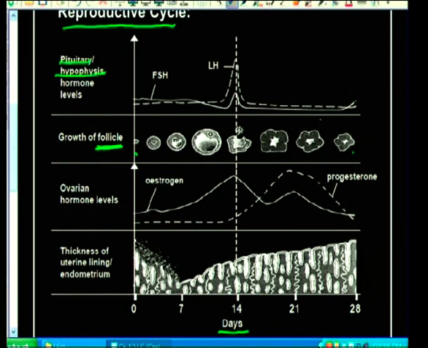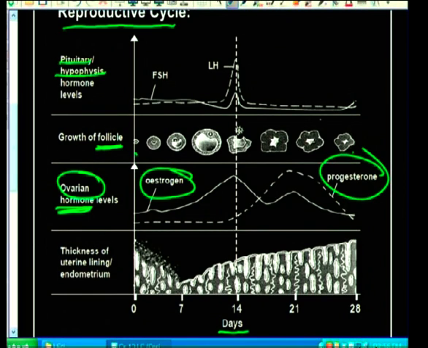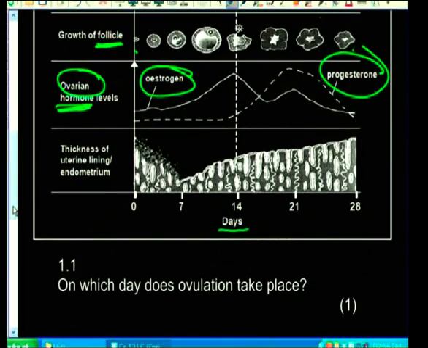In the third row, they're talking of the ovarian hormones. That means the hormones in the ovary. And the two hormones that we are interested in here are estrogen and progesterone. Further down, while all that is happening, what is happening to the uterine lining or the endometrium in this time? So can you see what we are discussing here? We're taking a whole lot of things and putting them together on one particular graph. You need to read the instructions. You need to go through this graph carefully and then start answering the questions.